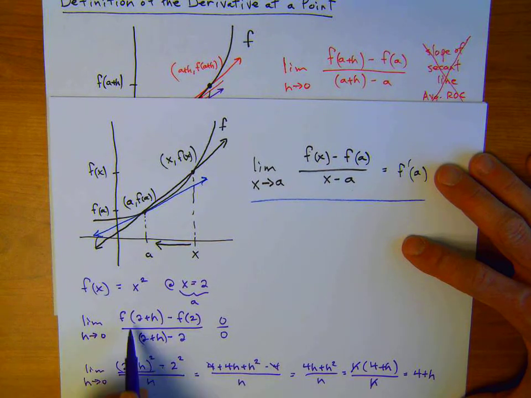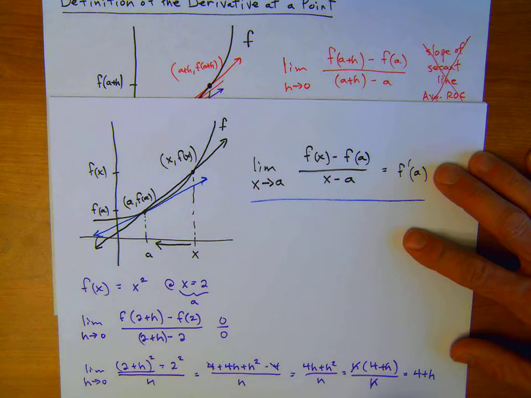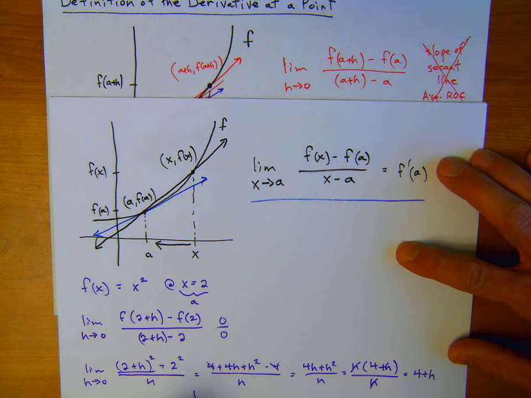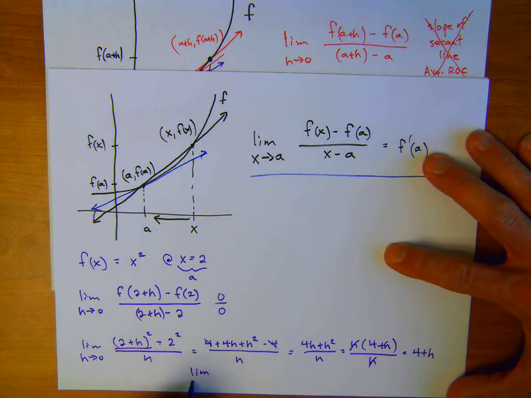So I actually have to expand this out until I end up with something that's equivalent but continuous. Now this is continuous when h is 0, because it's defined. Just put in 0 for h. So now if we take this limit, the limit as h goes to 0 of 4 plus h is 4. So what does this mean?